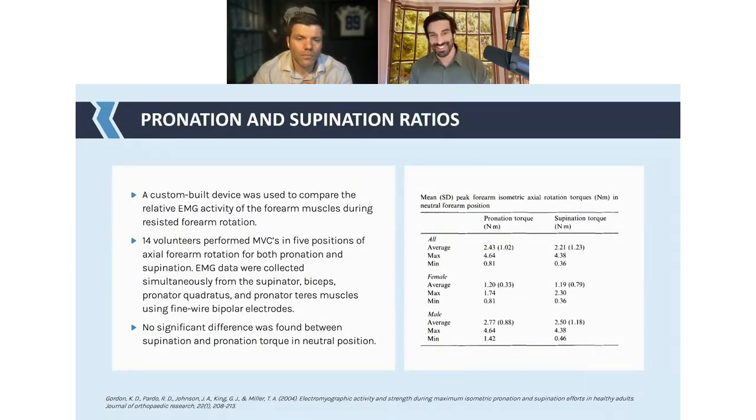Now with climbers, it's a little bit different. If you think about climbing, you're constantly rotating your palm into the rock holds. And so climbers will typically have a little bit stronger pronator than supinator. So that's something good to keep in mind.